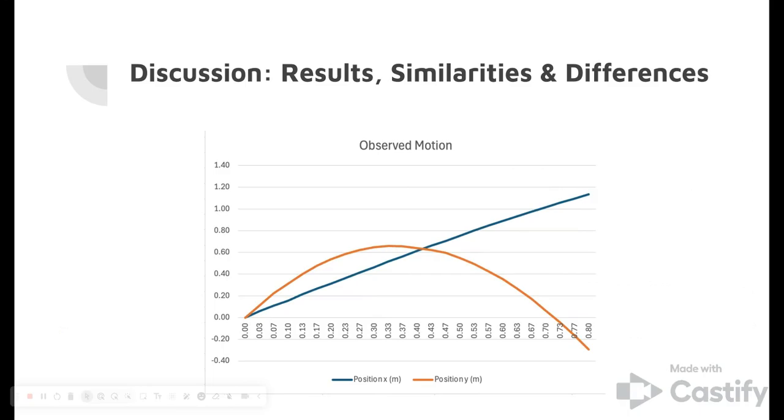So here are our results. We could see that the Y position follows the expected trajectory, and the X position also follows the expected trajectory because there's no external forces in the X direction.